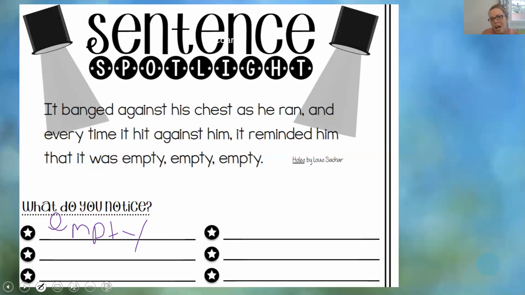And that is because I could make 2 separate sentences out of this and combine it, right? I could get rid of that and throw a period in here. And then we could read, it banged against his chest as he ran, period. And make this a capital. And this would be the second sentence. And then we would say, every time it hit against him, it reminded him that it was empty, empty, empty. So in this case, we would say this is a compound sentence.